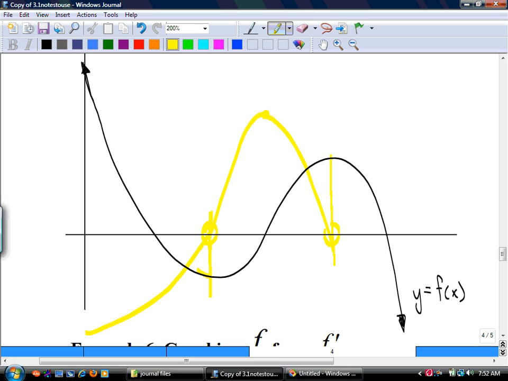Tell me about to the right of that yellow mark. Starts off really flat, really low negative, and then drops off the page.